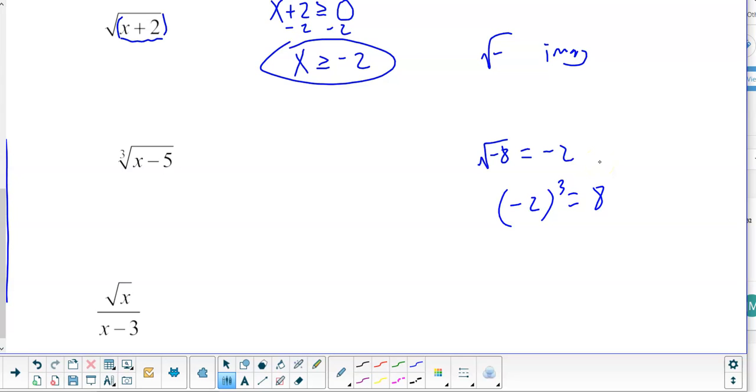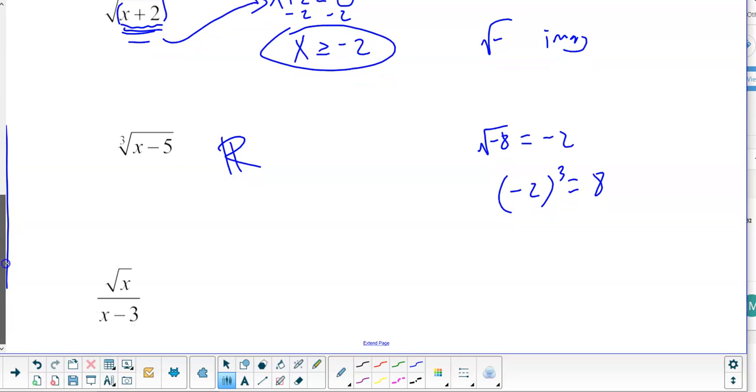So because of that, you can take the cube root. So this is all reals. Cube roots have no restrictions. Square roots, maybe I should say it this way: even roots have restrictions. You'd have to use this method. You'd have to set it greater than or equal to 0 and solve it. Odd roots have no restrictions. The domain is going to be all reals for all of the odd roots.